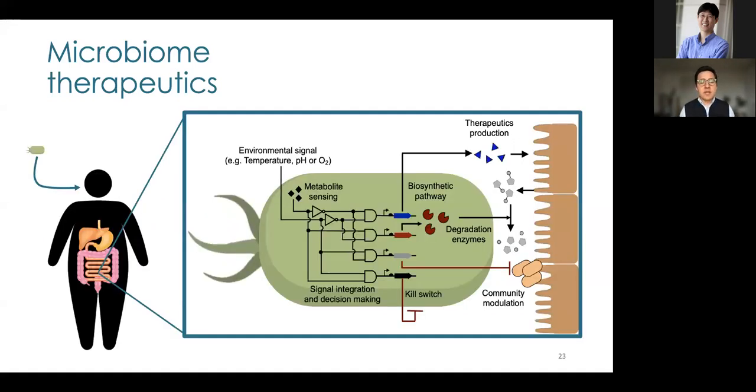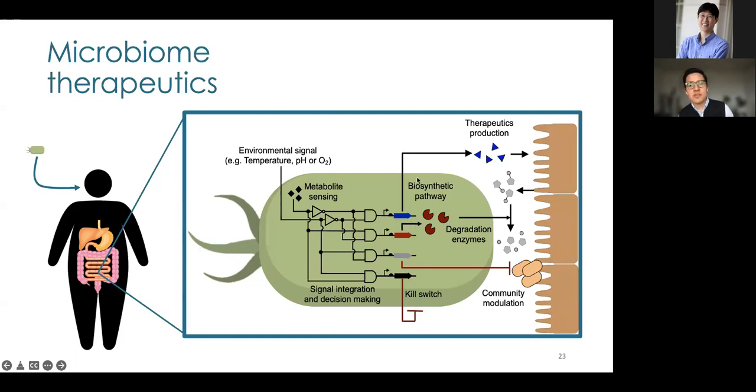And for that, we have the concept of microbiome therapeutics, which is engineering different genetic circuits to sense and process the information from the environment. And the idea is that we can couple different biosensors to sense the temperature, pH, oxygen, or internal metabolites of the bacteria, process this information using different genetic circuits, and then the cell should be able to take decisions of what to do in a specific condition.